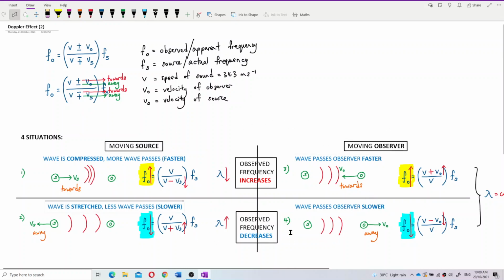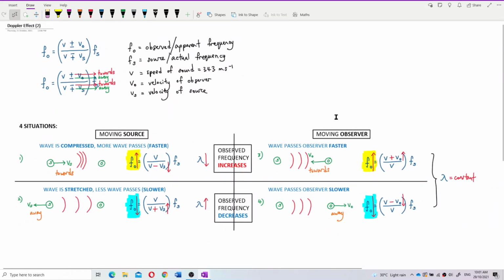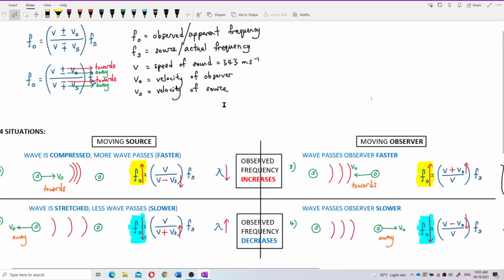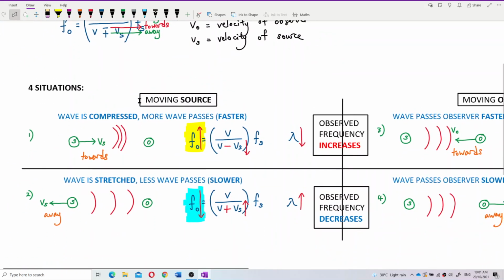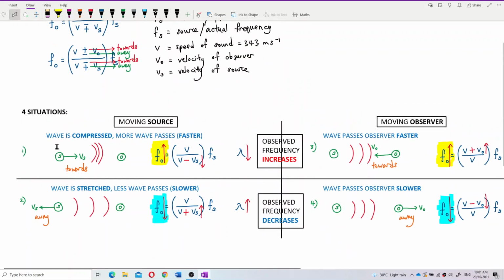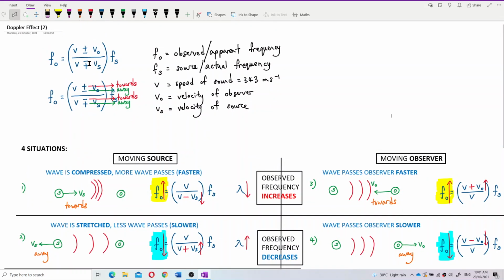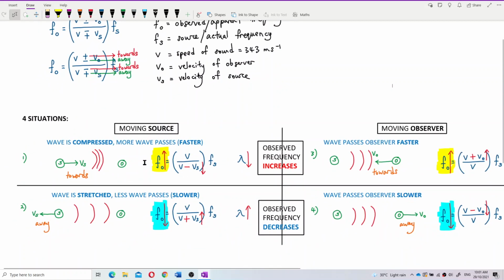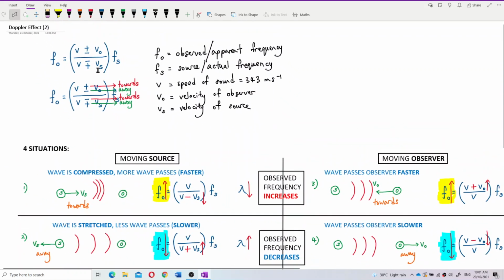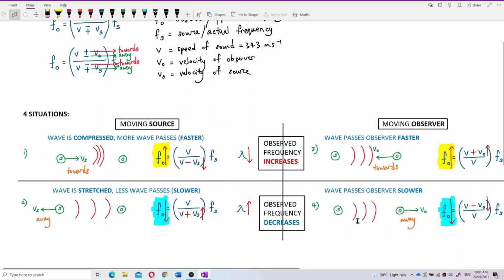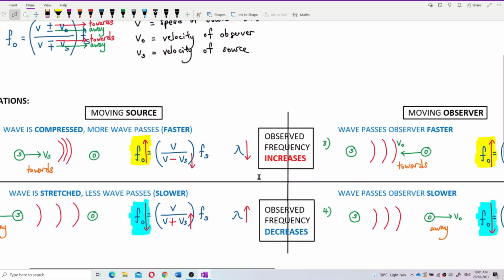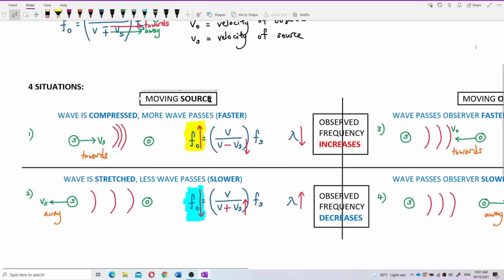I hope you understand what's happening here. Let us first look at the moving source. Actually, we have 4 situations, which is why we have positive, negative and then negative, positive. So how do we put the positive or negative sign based on these 4 situations? First, we focus on the moving source.